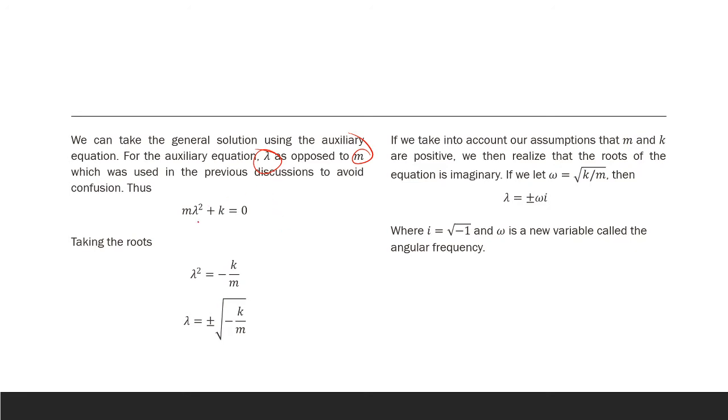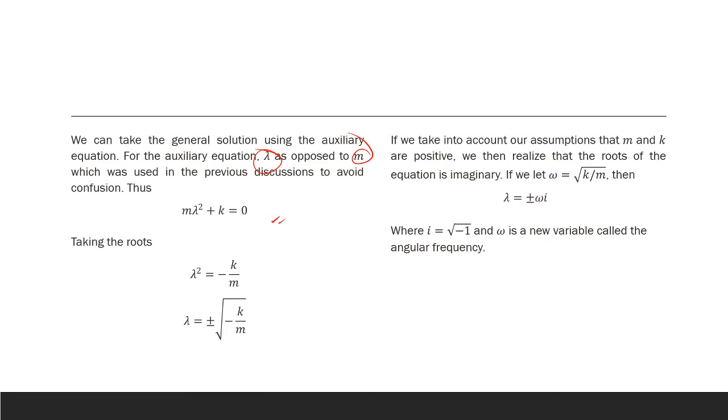So therefore, we will have m lambda squared plus k is equal to 0. Now, so taking the roots class, kasi ang nakuha nating equation is quadratic equation. Kumbaga, if we take the auxiliary equation, so we will have this one. So taking the roots, we will have lambda squared is equal to negative k over m. So yung roots natin is plus or minus square root of negative k over m. Now, if we take into account our assumptions that m and k are positive, we then realize that the roots of the equation is imaginary.